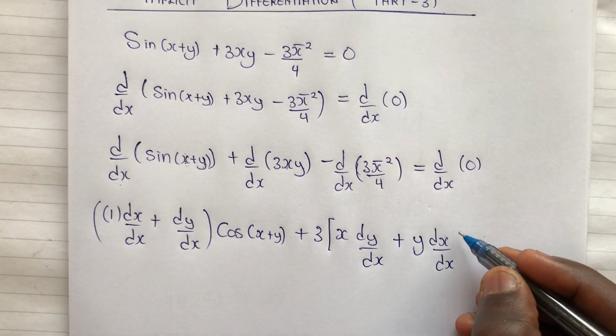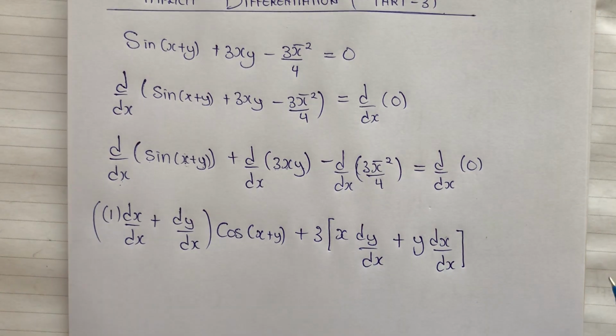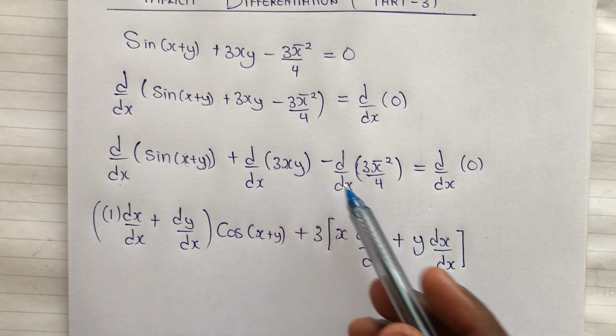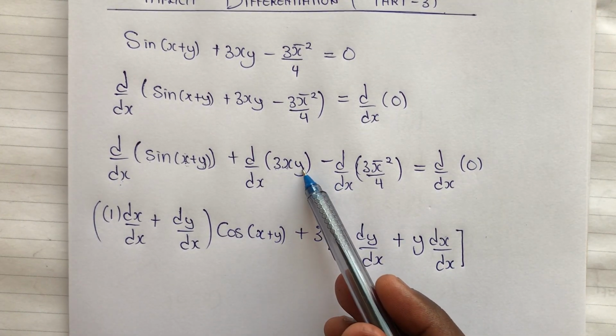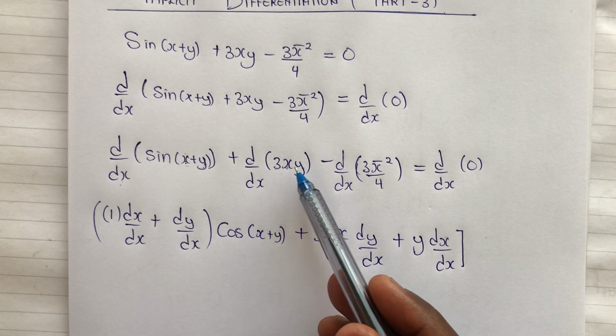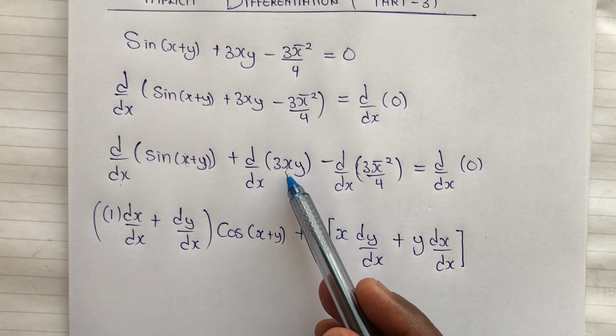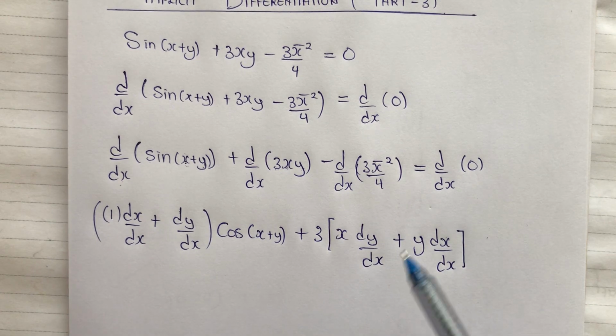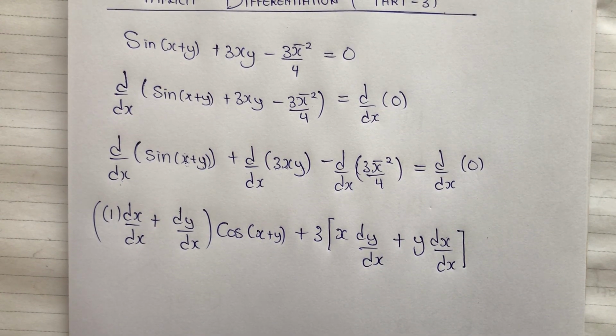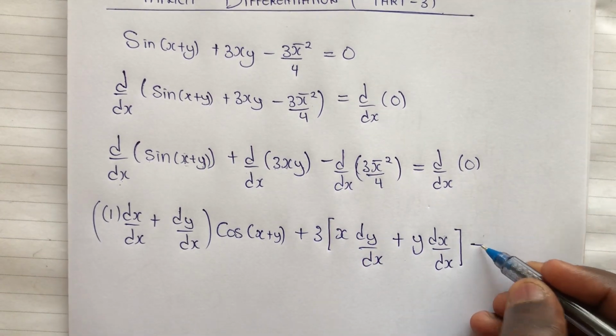Alright, so that is what we call the product rule. The product rule says hold the first function, differentiate the second one, hold the second function, differentiate the first one. Or hold the second, differentiate the first, and so forth, because multiplication is commutative.